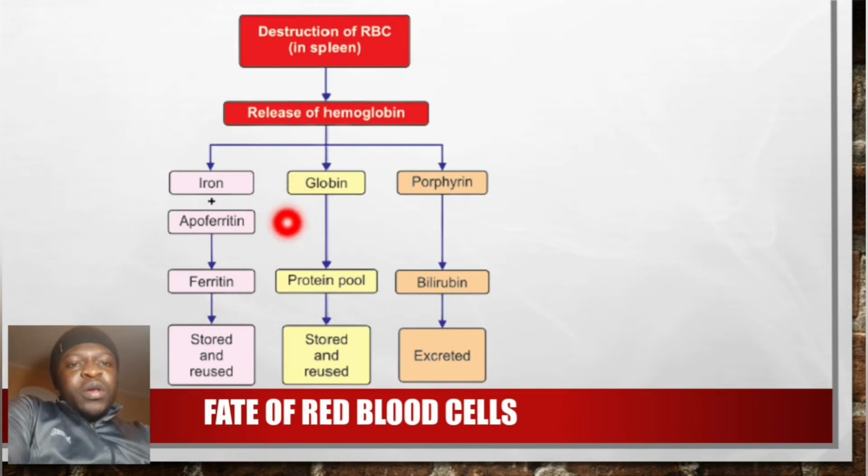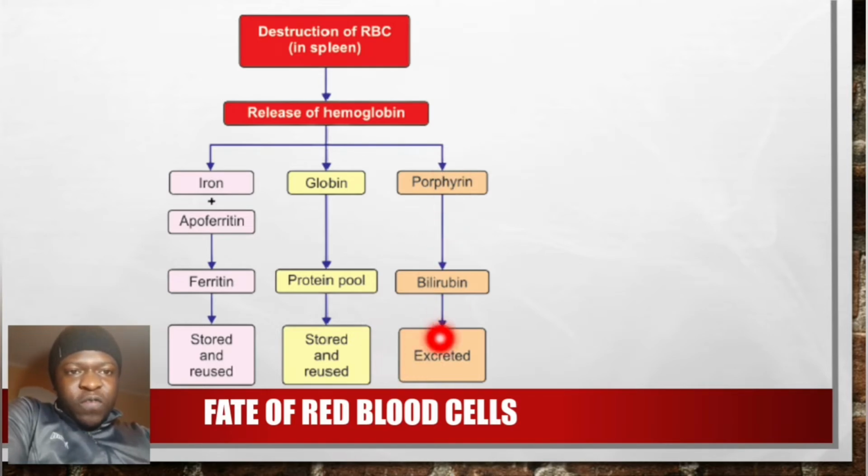For the globin, they are proteins, right? So they can be broken down into amino acids, as a protein pool. They can either be stored or reused again. Then porphyrin rings. Porphyrin can run down different pathways until reaching bilirubin, and then bilirubin is usually excreted.